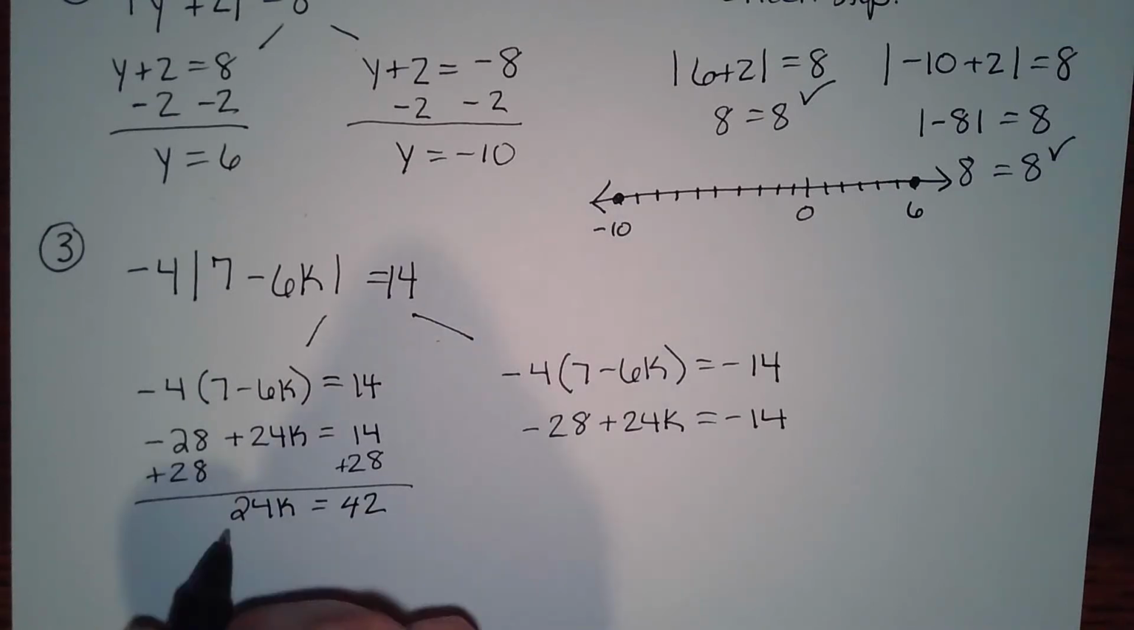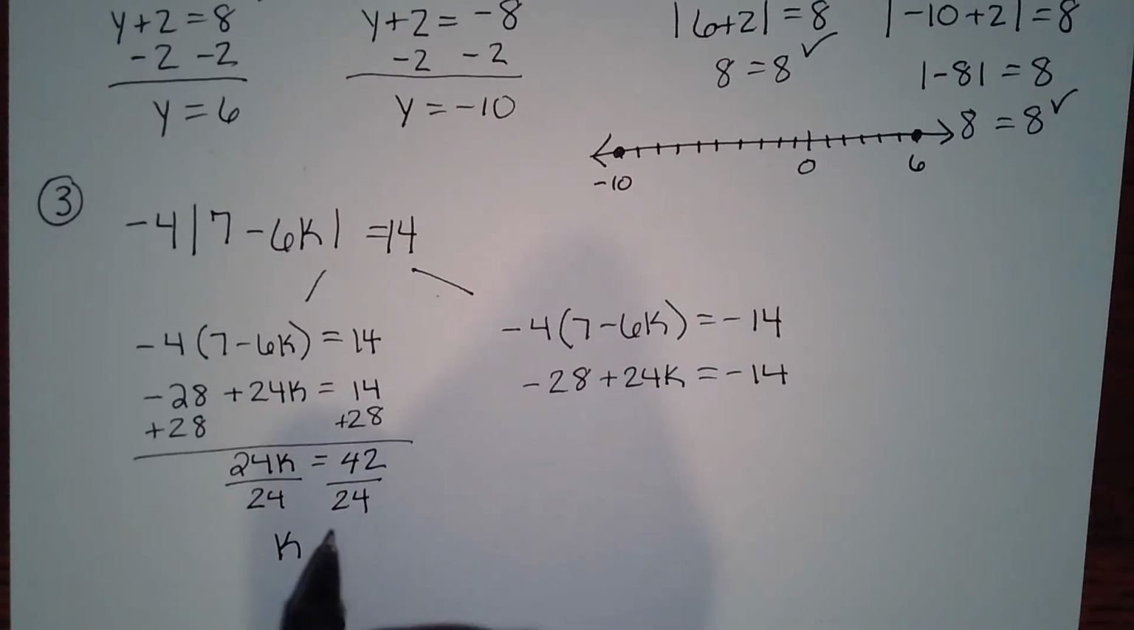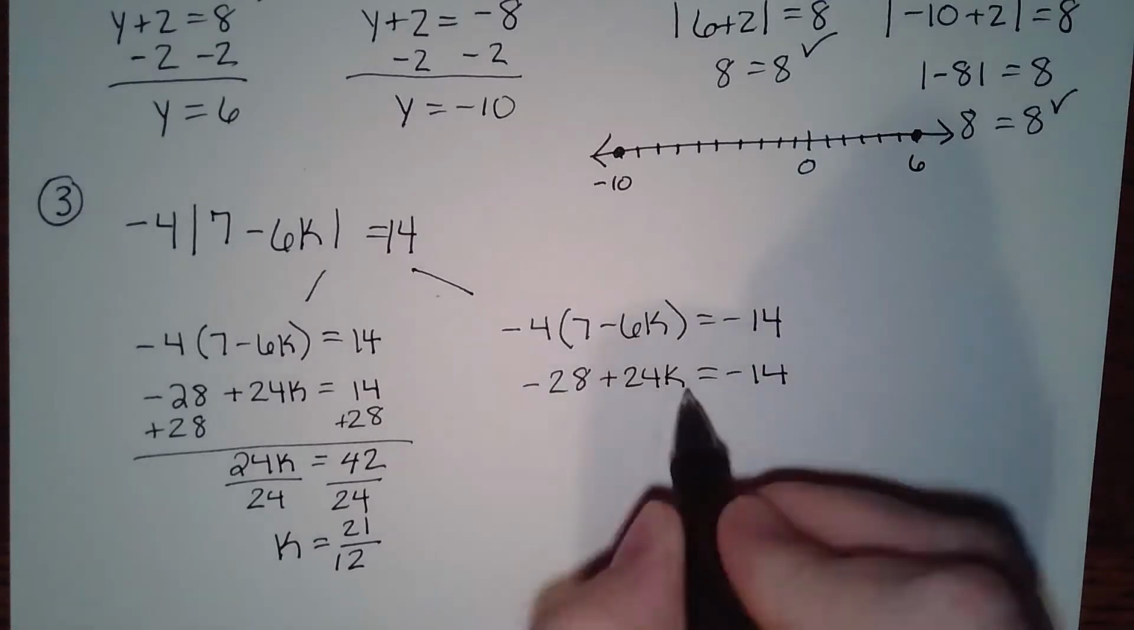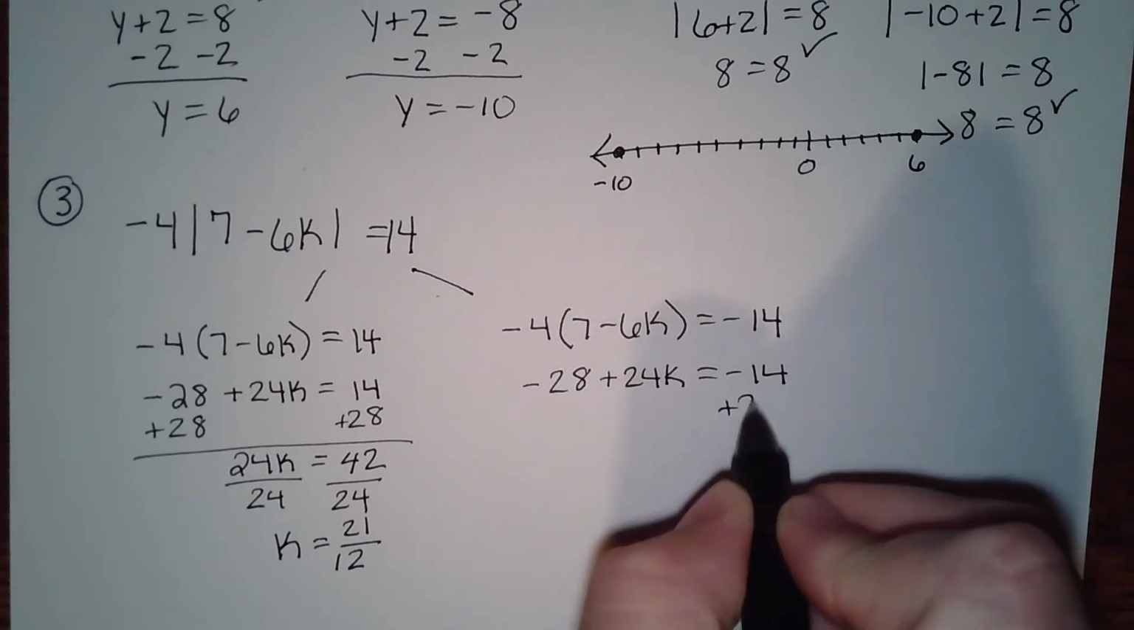Divide both sides by 24. And k is going to be a fraction. This is going to become reduced 21 over 12, which is really close to 2, because 24 over 12 would have been 2. So we know we're really close to 2, so keep that in mind when we start to graph this, that you'll use that. On this side over here, once we distribute it in, we're going to take and we are going to add the 28 across.